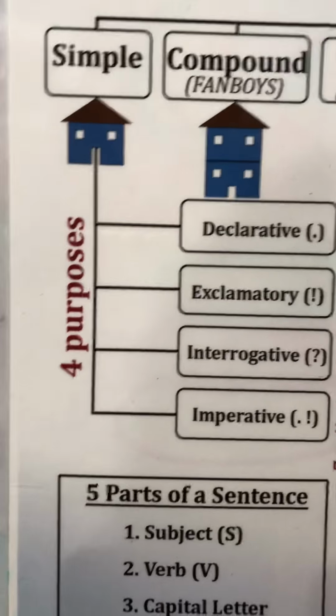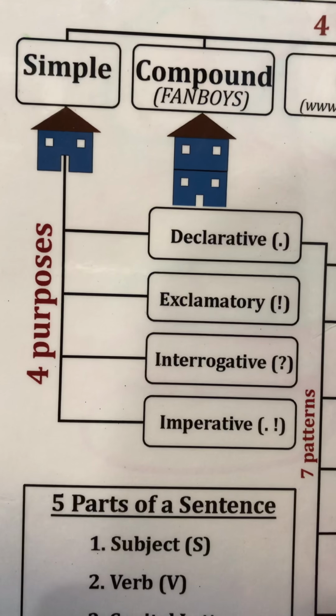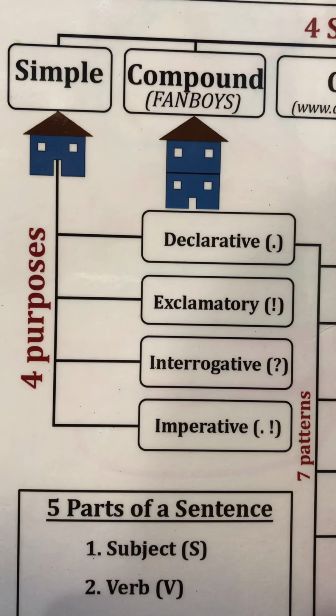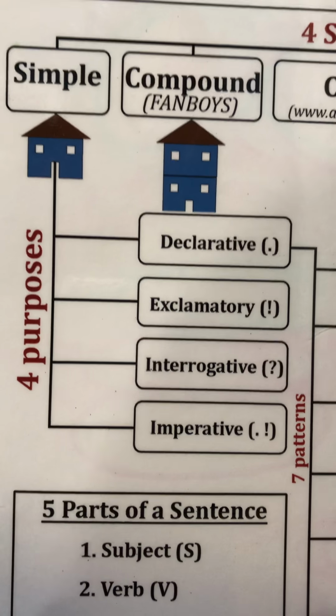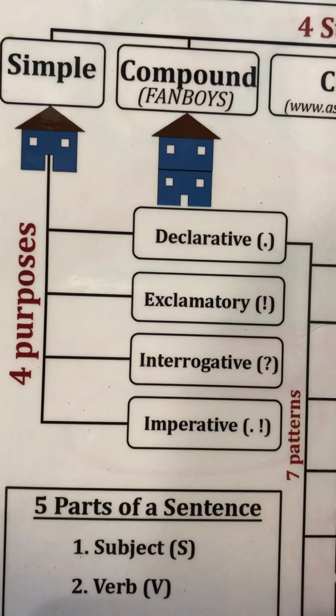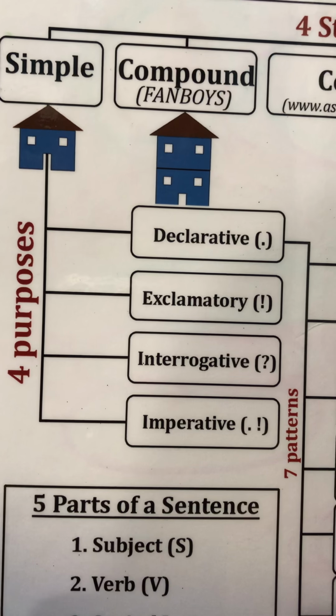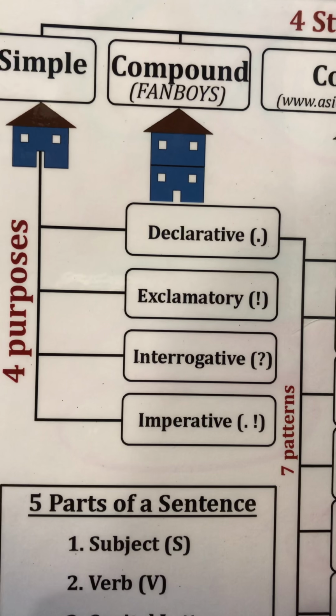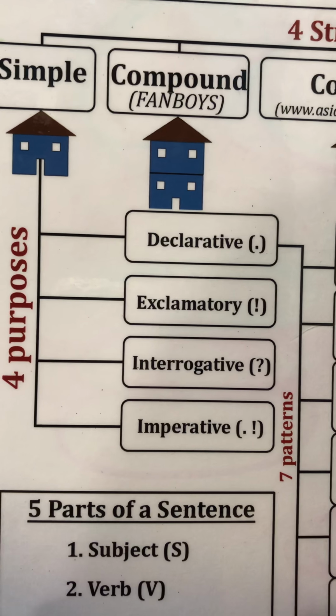There are four purposes of a sentence. So declarative: the boy ran to the store. That's pretty self-explanatory. Exclamatory: the boy ran to the store! Pretty exciting. Interrogative: did the boy run to the store? And imperative would be: run to the store. That's like telling the boy, run to the store.